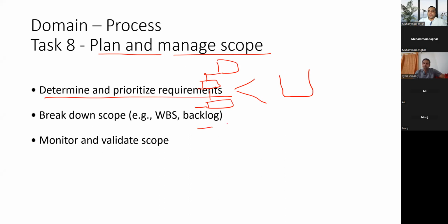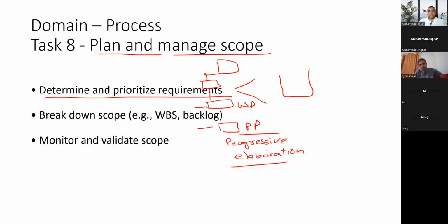And we had 2 types of work packages. One is called a work package and one is called a planning package. And what was the planning package? Sufficient details are not available, but we need to keep it here so we may not miss them. And we keep those things based upon progressive elaboration. As time goes by, you will find more details accordingly.